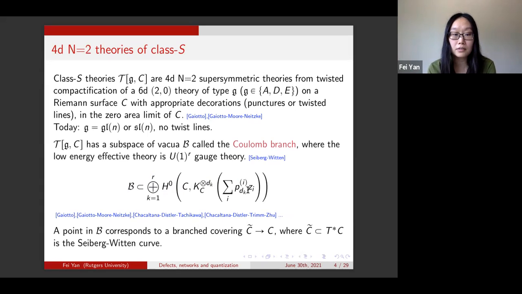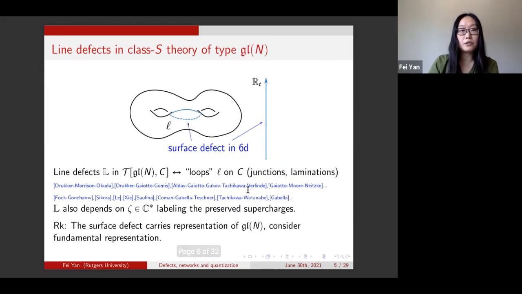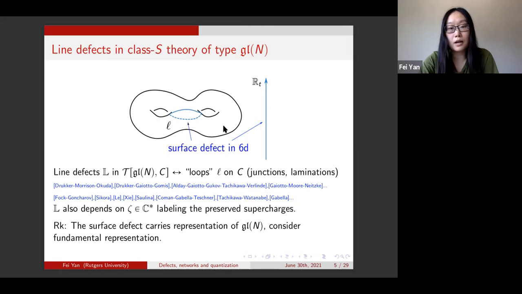And the point in the Coulomb branch corresponds to a branched covering C tilde over C, where C tilde is the Seiberg-Witten curve. So how do you make line defects in class S? Using the 6D construction, you start with a two-dimensional surface defect in 6D, extending along the time direction and wrapping some little loops on the Riemann surface C.